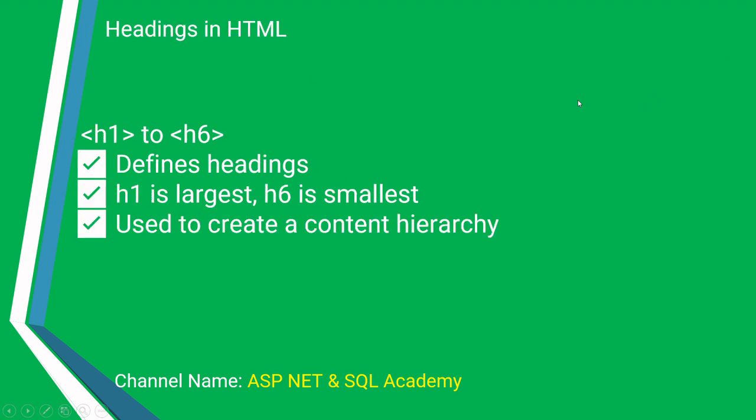HTML provides 6 levels of headings using tags from H1 to H6. H1 is the largest and typically used for page titles, while H6 is the smallest. These tags help structure content and improve accessibility and SEO.